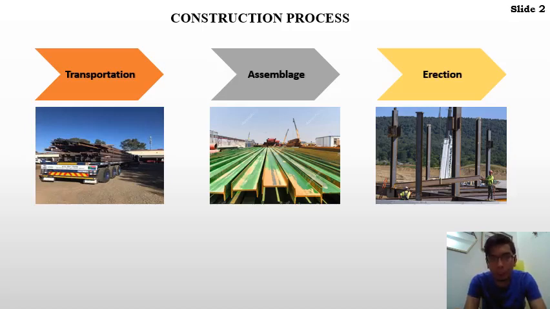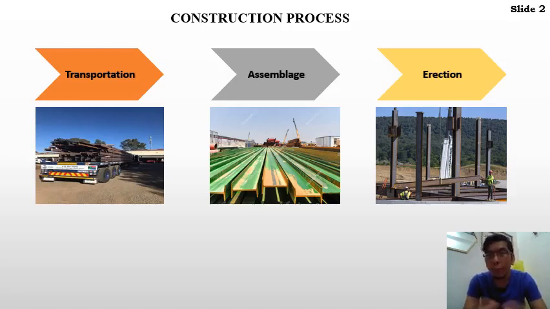The uniqueness of steel is that if you use steel as your framing system, it's not necessary for you to use everything or 100% steel. Your framing system, which includes column, beam, and also flooring, it's not necessary that you use all steel. Perhaps you can use concrete as your flooring system.